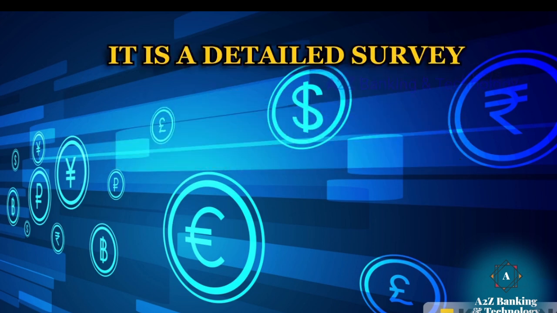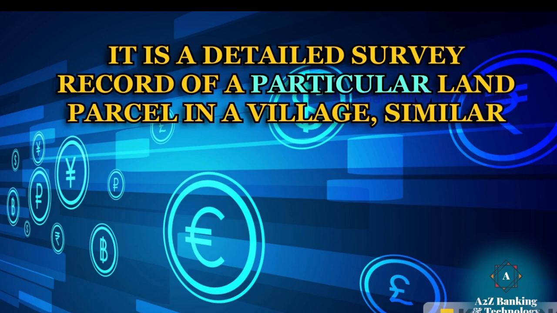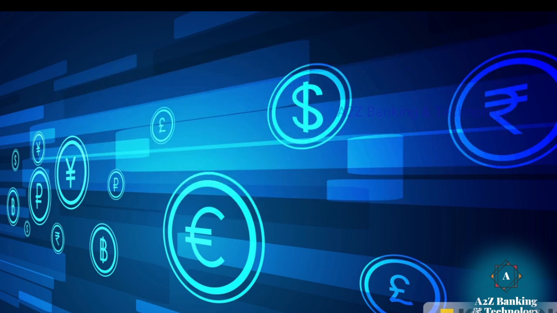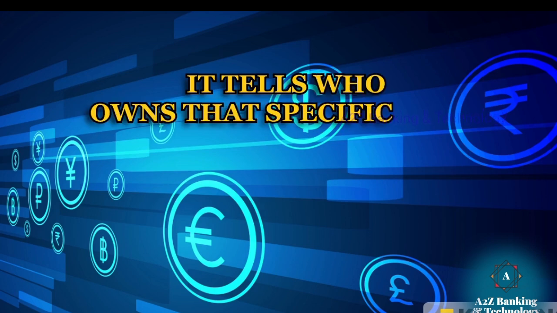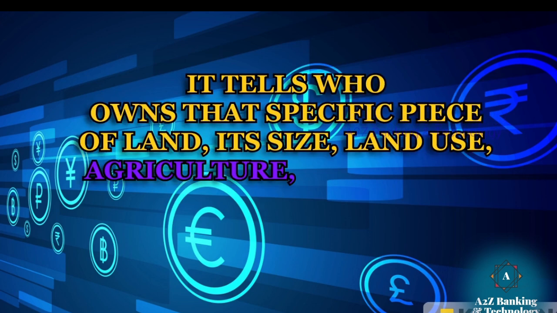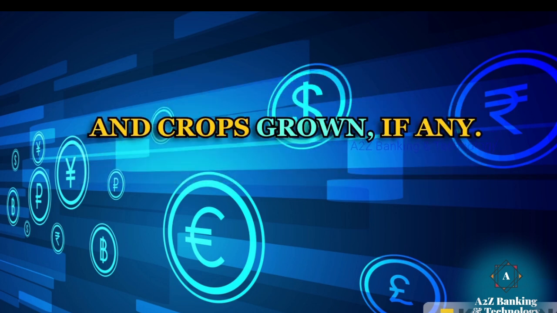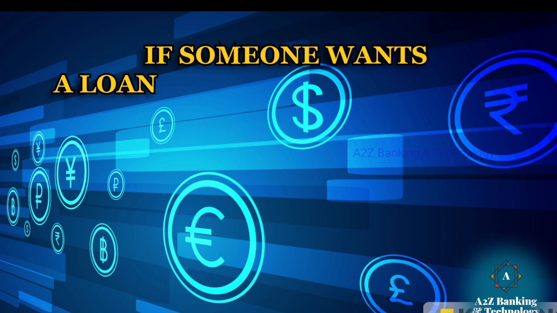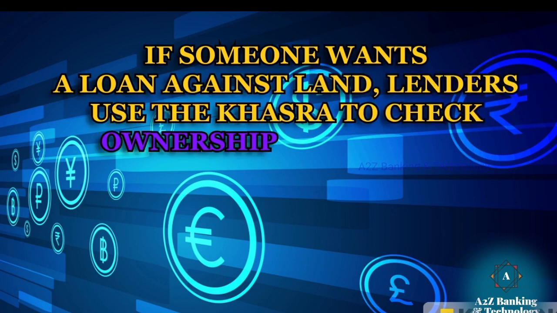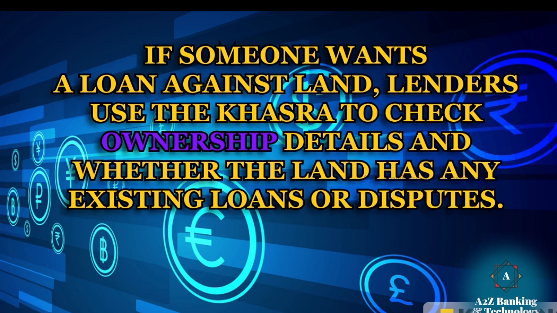It is a detailed survey record of a particular land parcel in a village, similar to how urban properties have plot numbers or survey numbers. It tells who owns that specific piece of land, its size, land use, agriculture pattern, etc., and crops grown, if any. If someone wants a loan against land, lenders use the Khasra to check ownership details and whether the land has any existing loans or disputes.